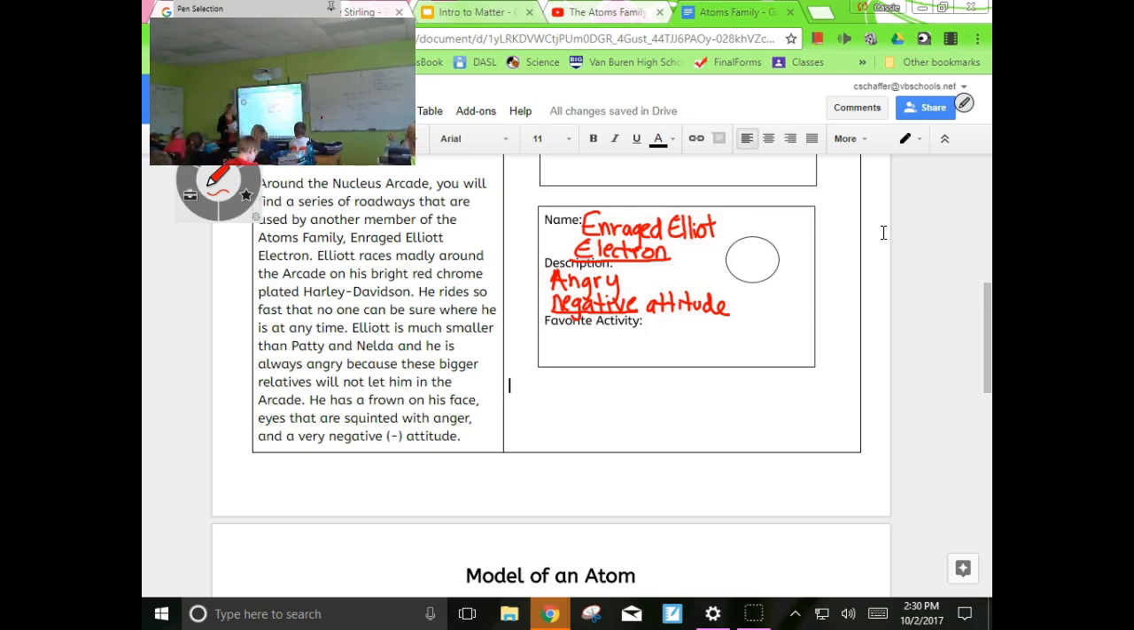Okay, so where can we find a rich Elliott electron? Where is he located? Can you reread the long paragraph? Caleb? Tracing around the Duelist Arcade. So he's. Okay.